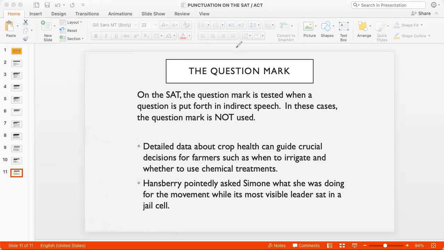So for example, detailed data about crop health can guide crucial decisions for farmers, such as when to irrigate and whether to use chemical treatments. So these are crucial decisions for farmers, but since they are presented within a sentence, you don't have a question mark at the end. Hansberry pointedly asked Simone what she was doing for the movement while its most visible leader sat in a jail cell. So you can see that this is indirect speech. She asked Simone what she was doing for the movement. So you finish it with a full stop.